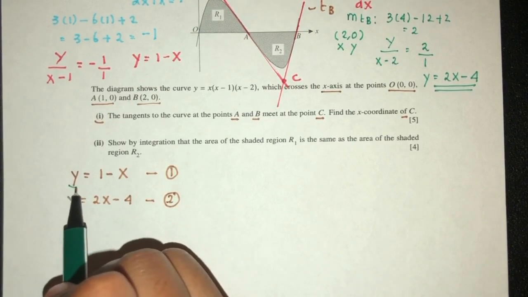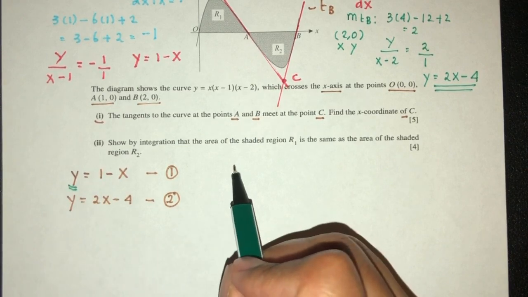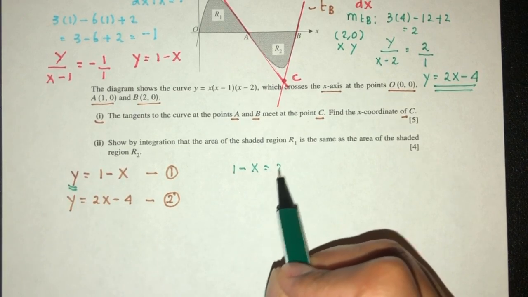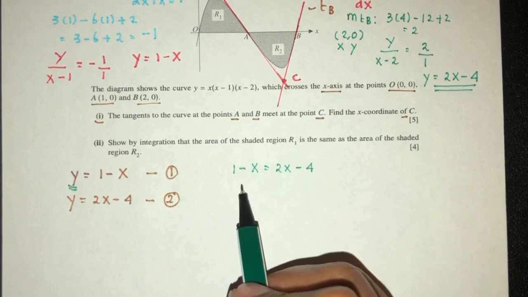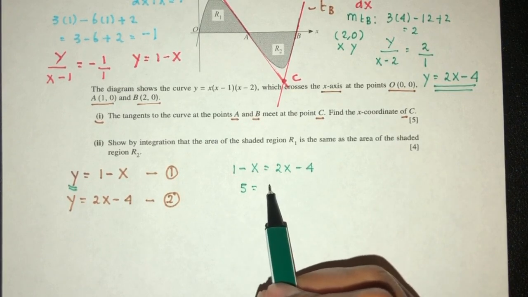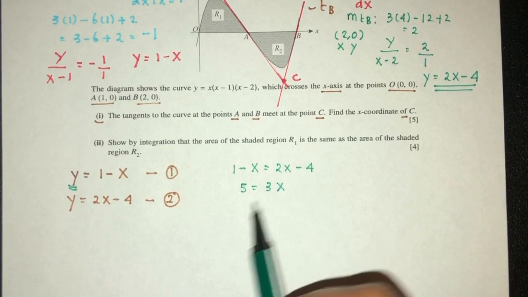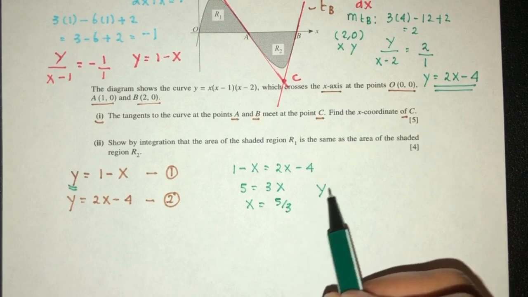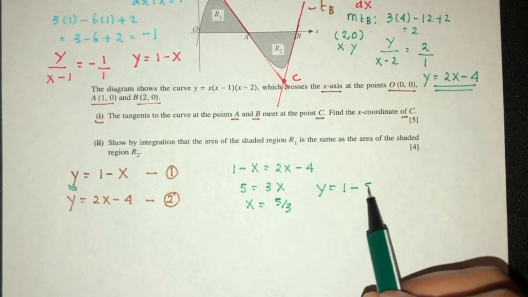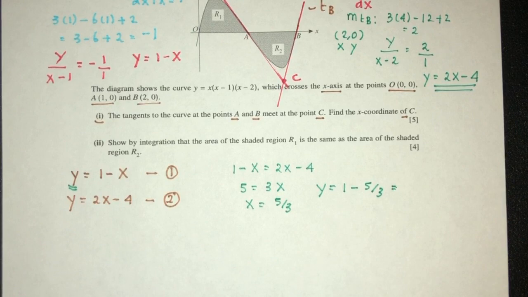Here we have y as the subject already. Replace this y, you will have 1 minus x equal to 2x minus 4. Send this over here, you will have 5 equal to 3x. X will be 5 over 3. Y should be 1 minus 5 over 3, and that will be what? Let's see.